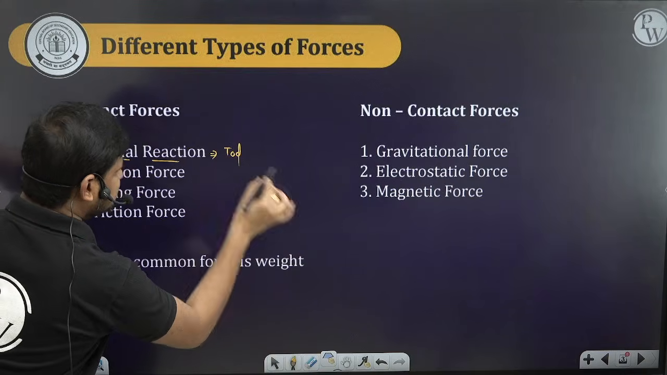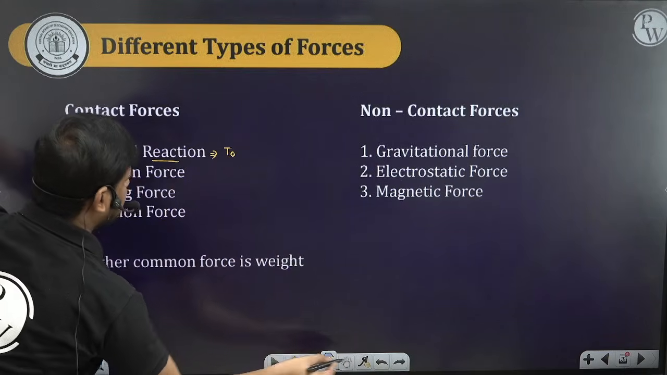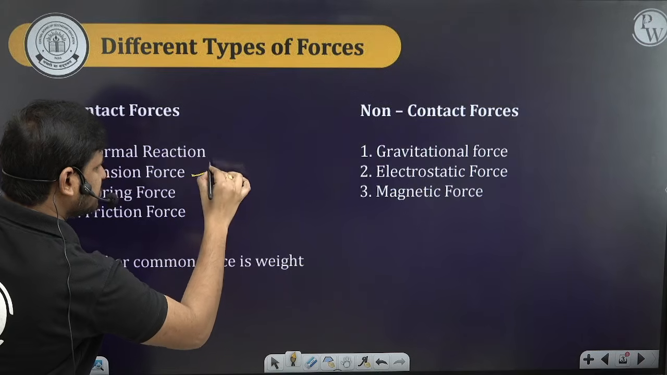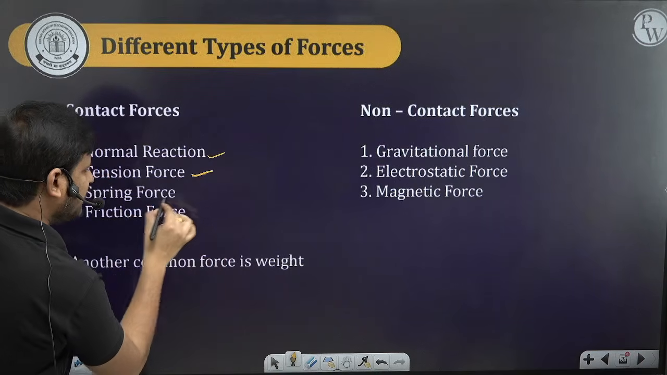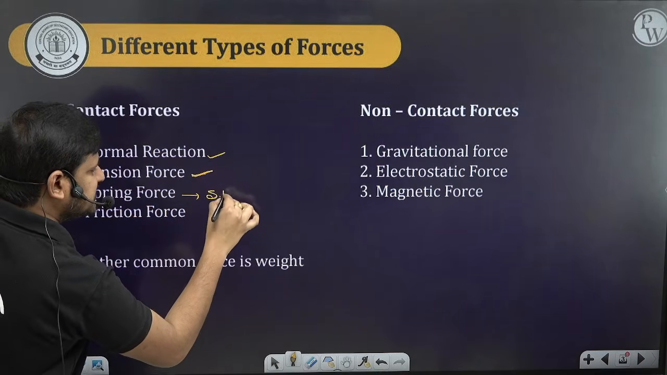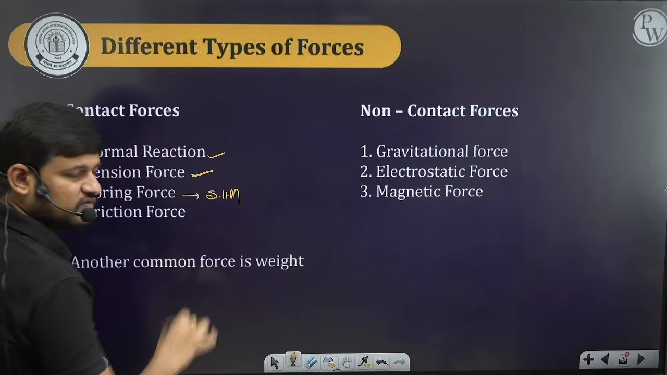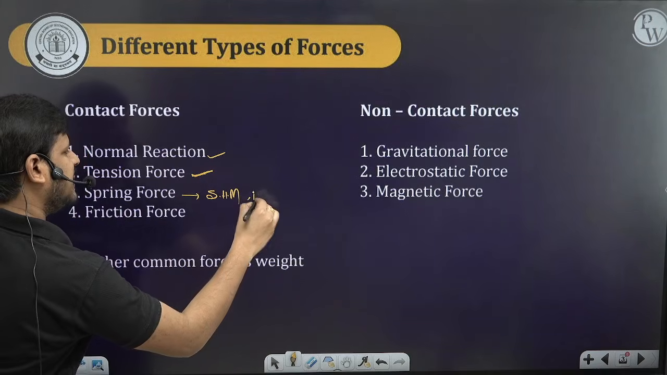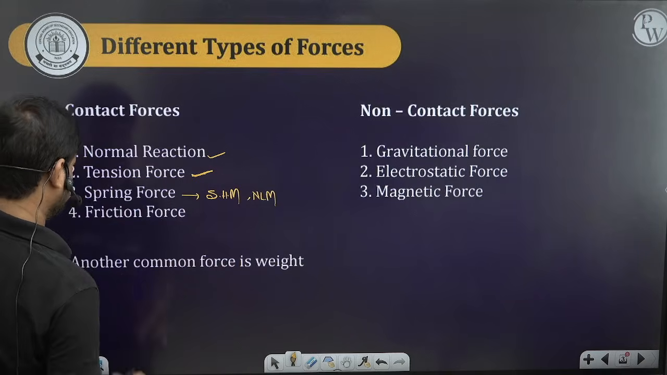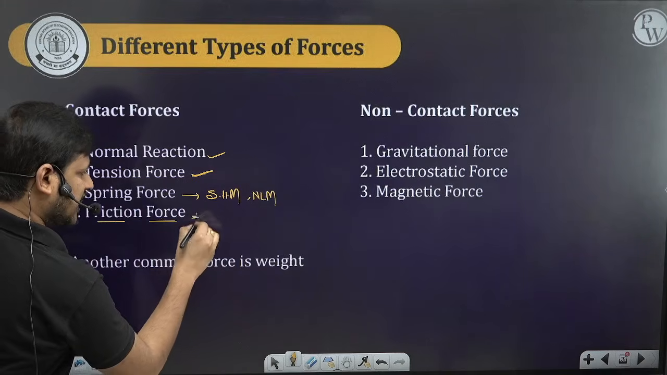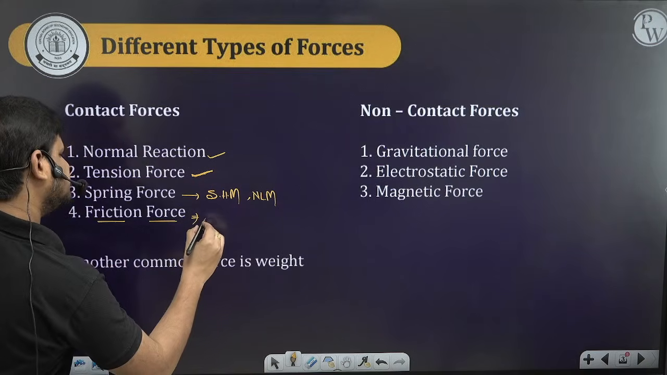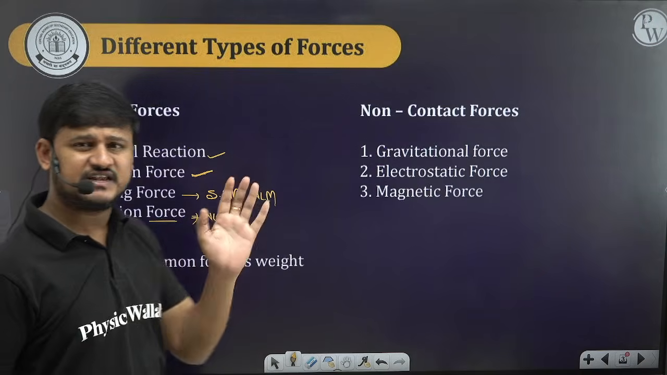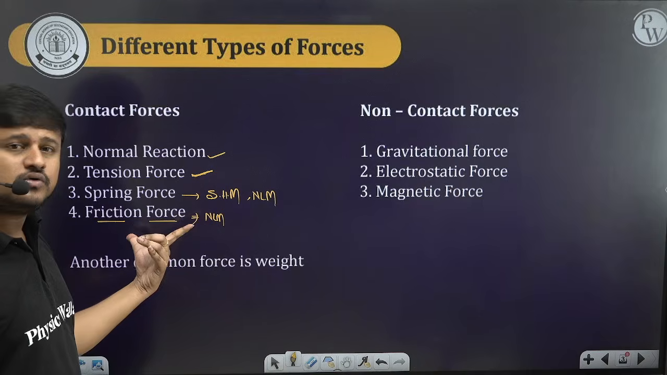The next one, the tension force, we'll study today itself, and the spring force we'll study in SHM, where we'll study it in detail. So SHM and NLM, Newton's laws of motion. And then the friction force: the last topic of this chapter is going to be friction, where I'll mostly allot the 6th, 7th, 8th lectures to the friction force.